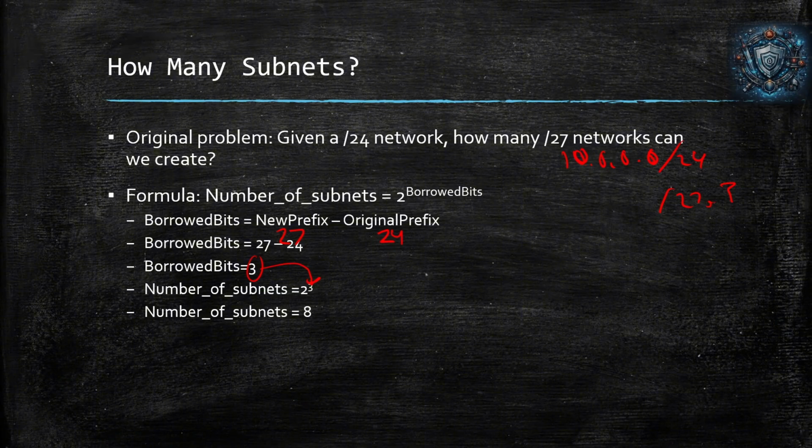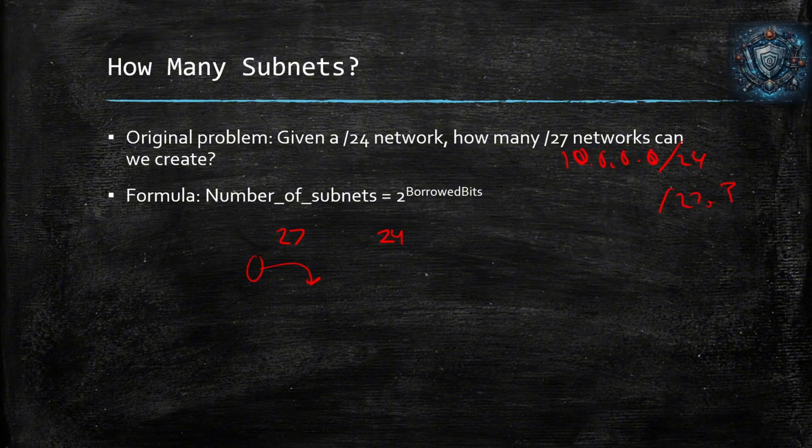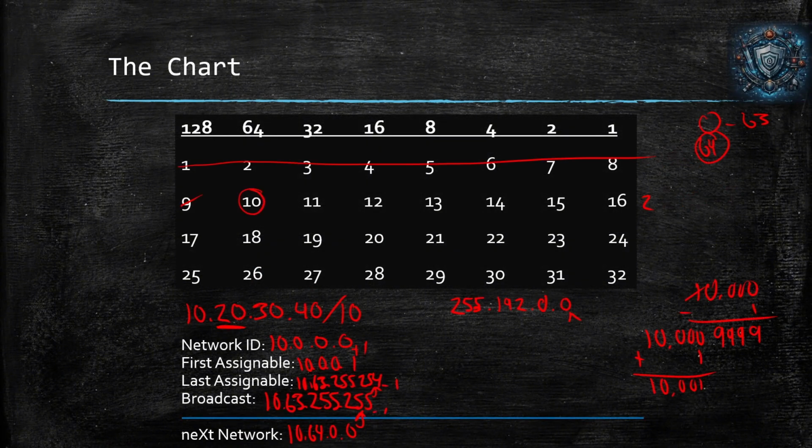So if you see an exam question that says, how many /27s can you fit inside of a /24? The answer is 8. You can fit 8 /27s inside of a /24. Now, what does this break down to? Well, if we go back to our previous slide, let me clear the ink off of it.